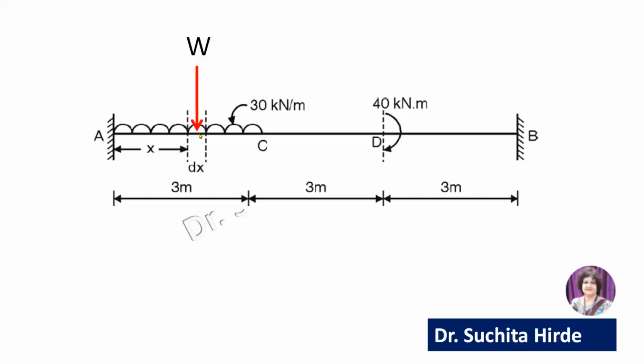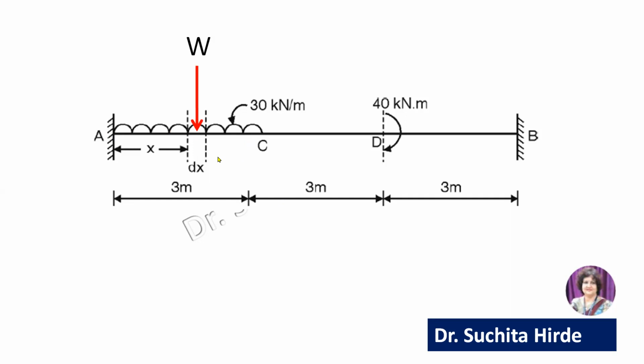Whenever there is partial UDL on the beam, we take a section at distance x, a small strip dx. Because of this, there is a load W, and W is the intensity of load 30 multiplied by dx. You know that the load due to UDL is intensity multiplied by distance. So the load on this small elemental strip is 30 into dx. We consider W as 30 into dx, and then we write the formula WAB square upon L square, and then we integrate it from 0 to 3 to get the value.